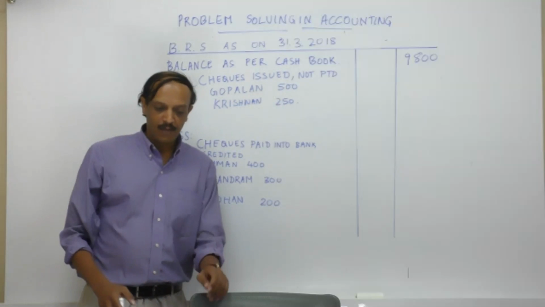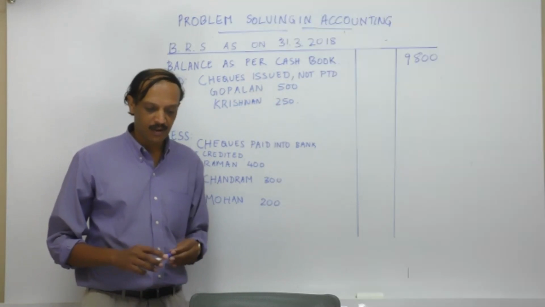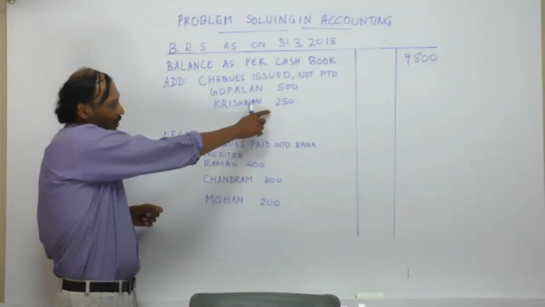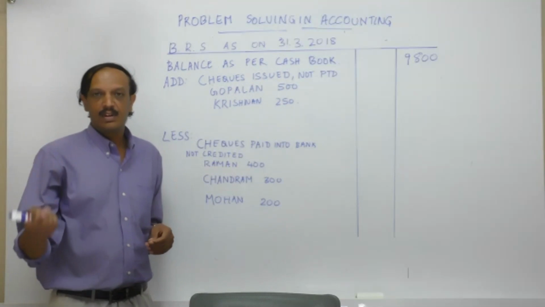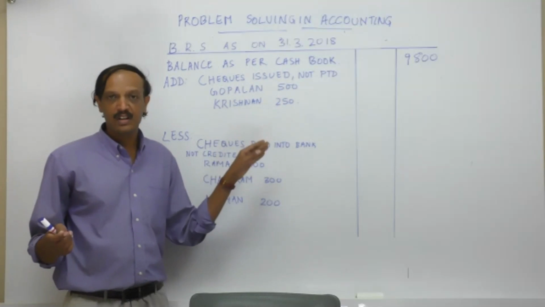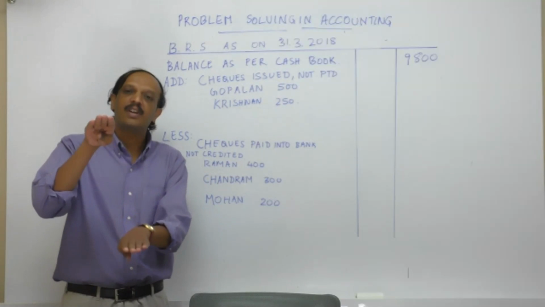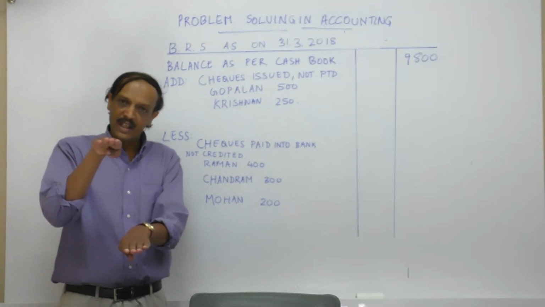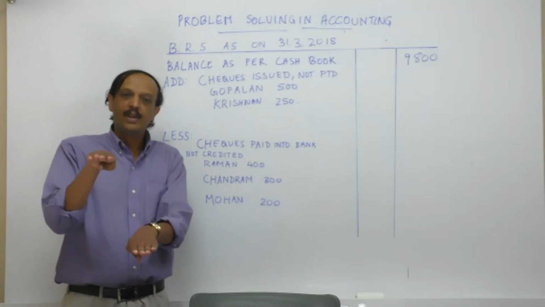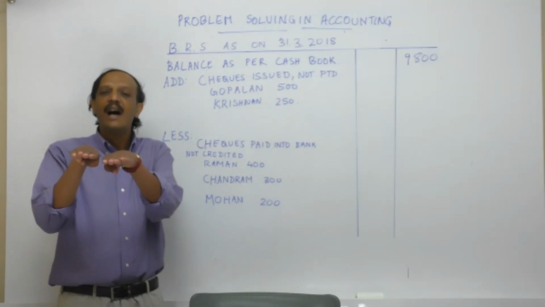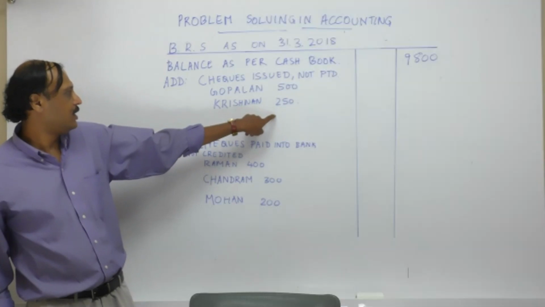Similarly, you have also issued another check for 250 rupees, which has not been presented. The same explanation. You have given a check to somebody. You make an entry in your book. So as per your book, the cash book, it reduces. The bank will not make an entry. So there is a difference. You're going from cash book to passbook, so you need to add. That is what we have done here.